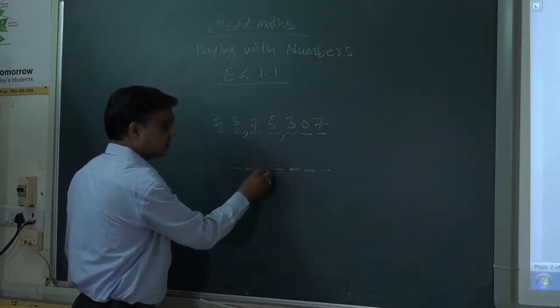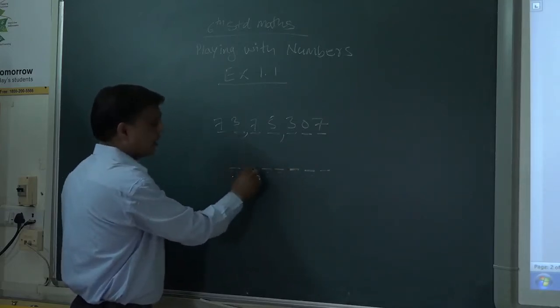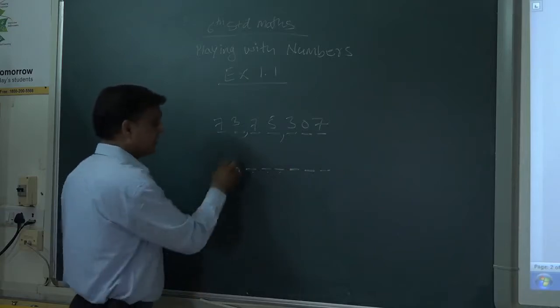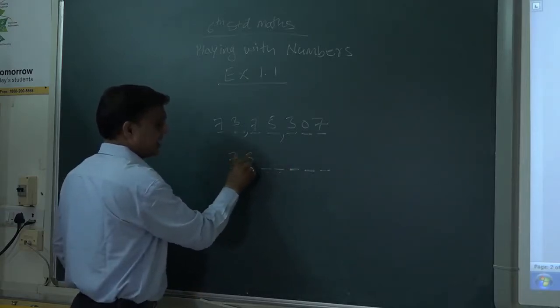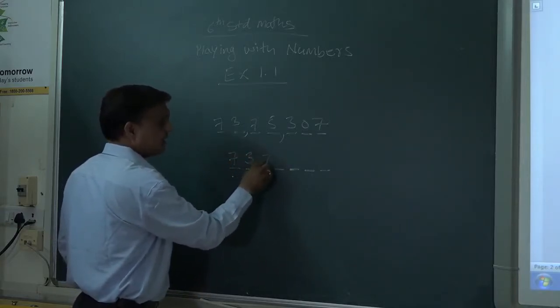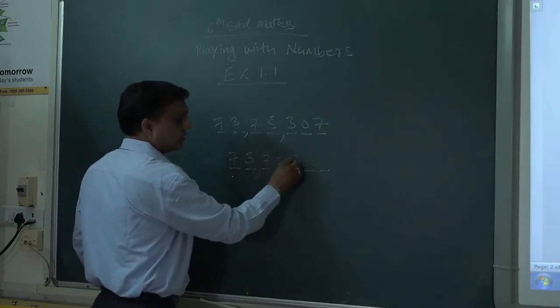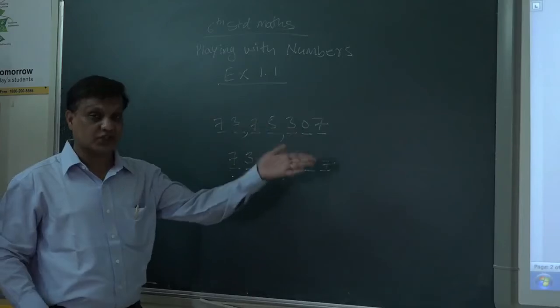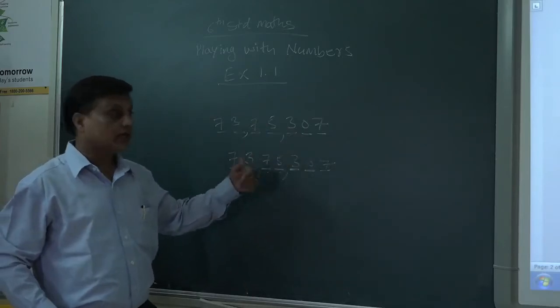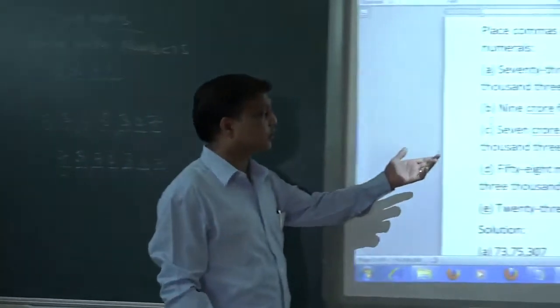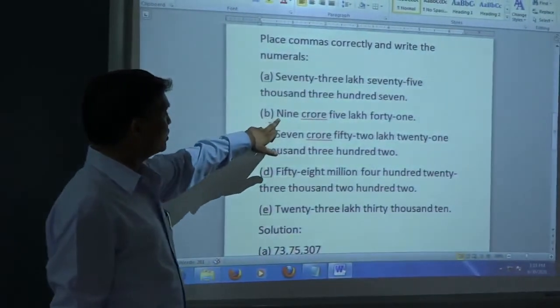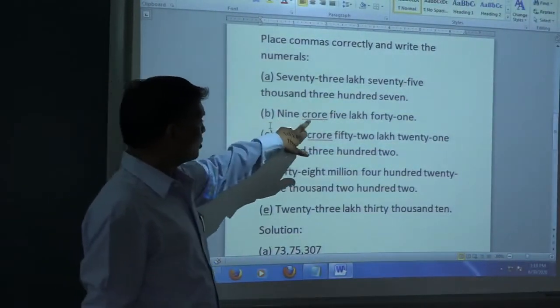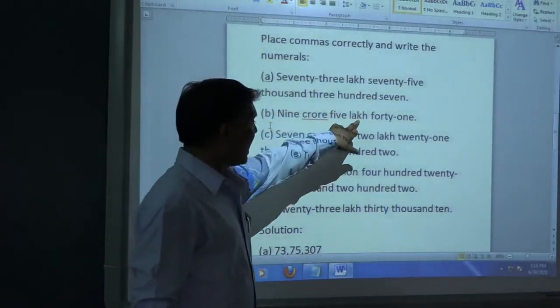So first you have to place small dashes from your right side to the left side, counting the places: ones, tens, hundreds, thousands, 10,000, lakh, 10 lakh. When you write 10 lakh, the first number is 73 lakhs. Here you write 73 lakhs, comma, 75,000, comma, 307. In this way you can write. We will go on to the next question, so you will come to know again.